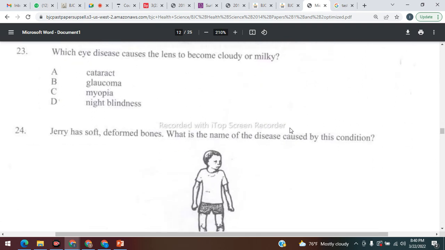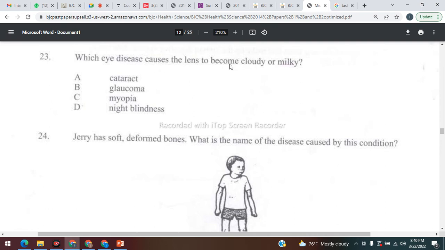Wow. Number 23. What eye disease causes the lens to become cloudy or milky? D. Night blindness. No. What do you mean by cloudy or milky? Like if it's blurry. It could be myopia, or glaucoma, something like that. Glaucoma. Maybe. Yes, B, glaucoma. Yay. So glaucoma causes the eye to become cloudy or milky. Always remember that. That's an eye disease.